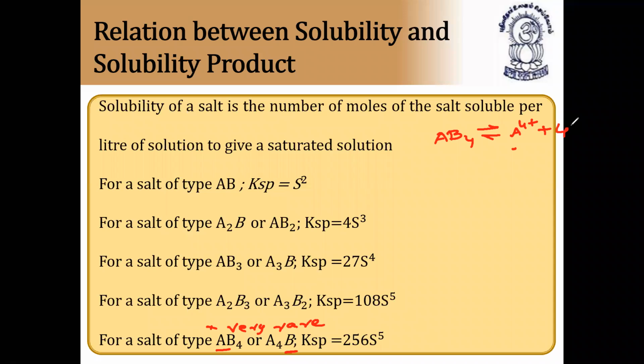A4 plus 4B minus. So 4B minus, the solubility is S, and for this the solubility becomes 4S whole power 4. So 4 squared is 16, 16 into 4 is 64, 64 into 4 is 256. So KSP becomes 256 S power 5. So solubility is equal to the fifth root of KSP by 256.